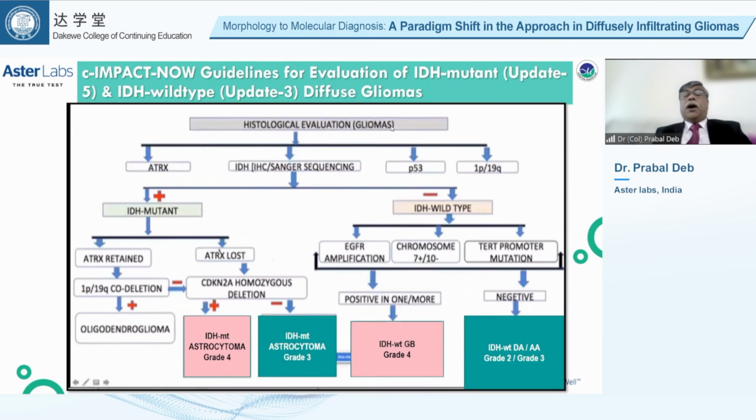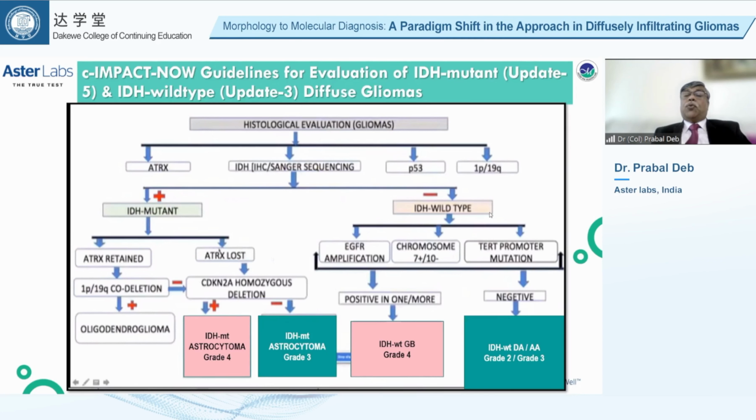They said, okay, if there's a glioma, first do a panel with ATRX, IDH, p53, 1p19q co-deletion. If IDH is mutant, look for ATRX. If it's retained with 1p19q co-deletion, it is oligodendroglioma. If IDH mutant, ATRX loss and CDKN2A also deletion, it is IDH mutant astrocytoma grade 4. But if there's no deletion of CDKN2A, it is IDH mutant astrocytoma grade 3.